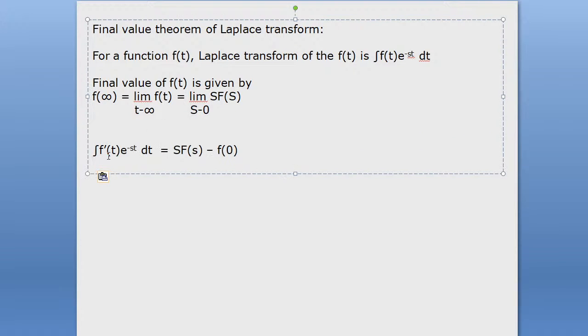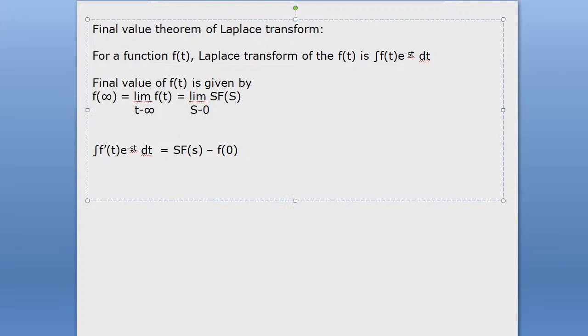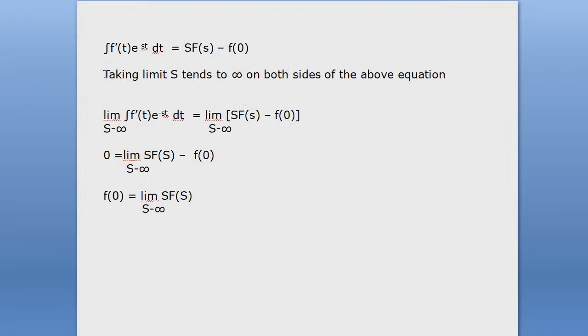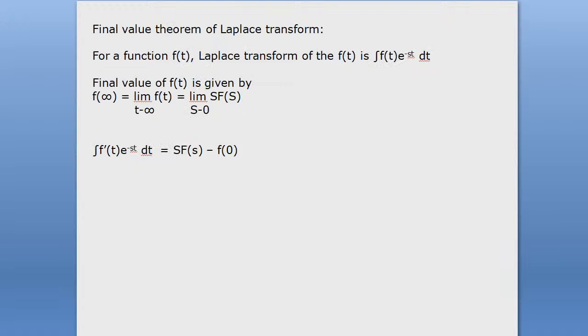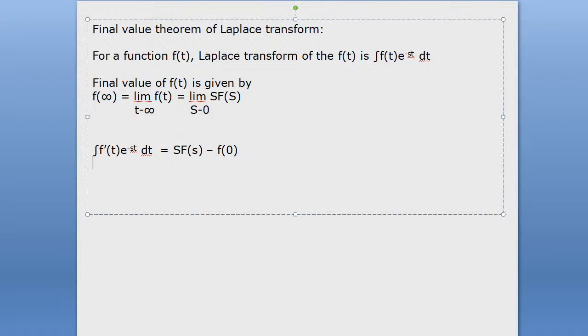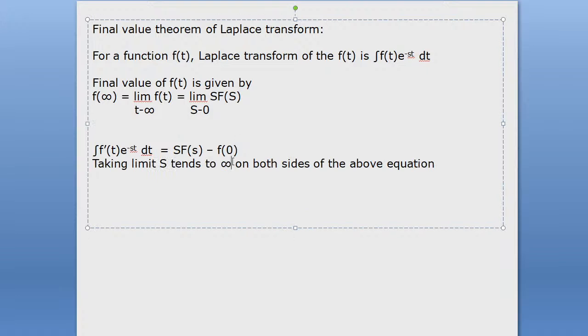This is the Laplace transform of the first derivative of the function: the integral of f prime of t e to the power minus st equals s F of s minus f of 0. We have already proved this part. Now you take the limit of s tends to 0 on both sides of the equation. Let me copy this from the previous slide; instead of infinity, you take 0. Taking the limit s tends to 0 on both sides of the above equation.